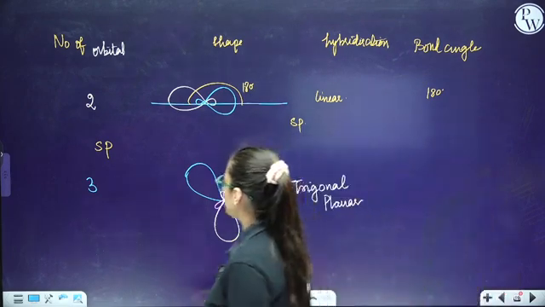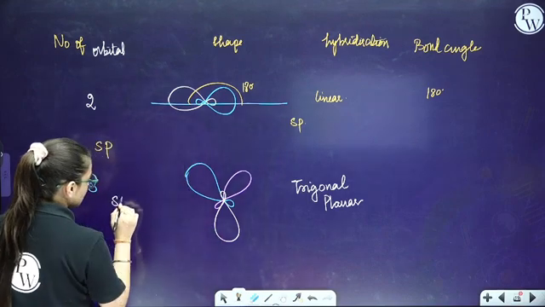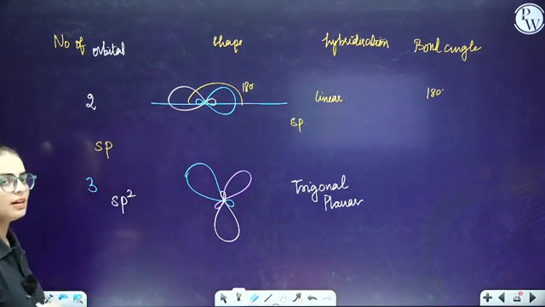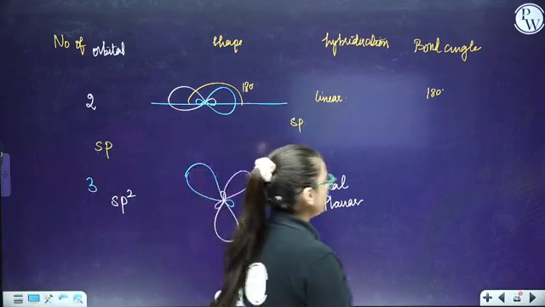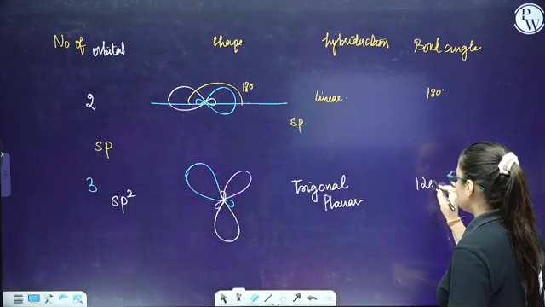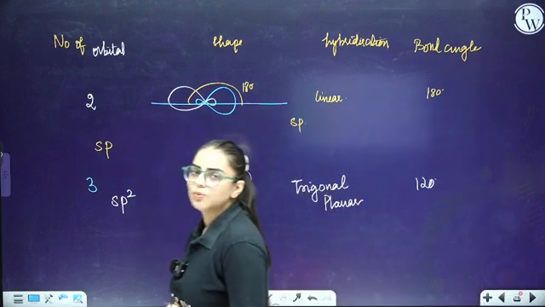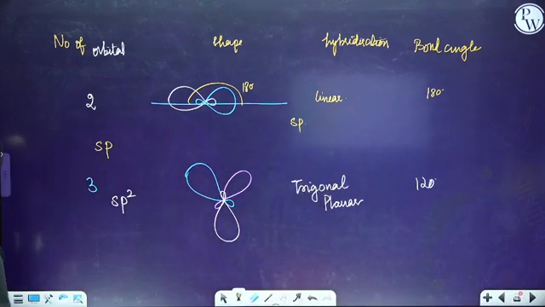What kind of hybridization in the case of 3? 1s, now 2p. How many maximum of p can occur? 3 can occur. So it is sp2 hybridized. Now the bond angle, it's very simple. Bond angle is 120 degree. Everybody please write down so that we can move on to the next part of ours.